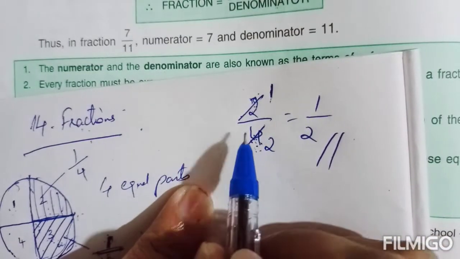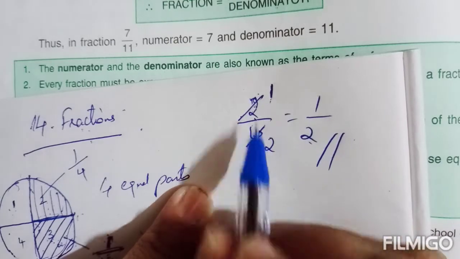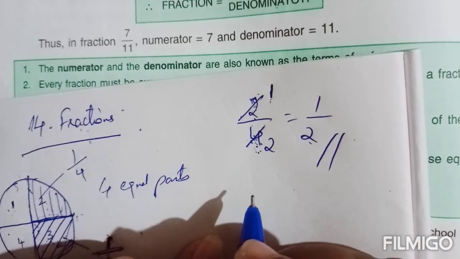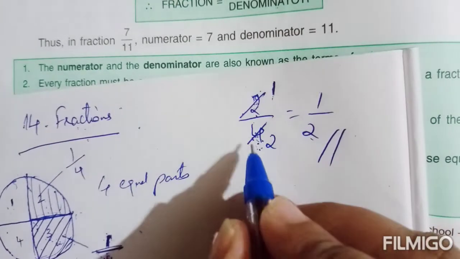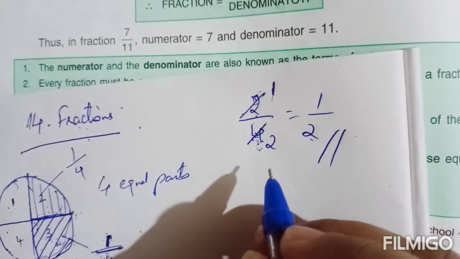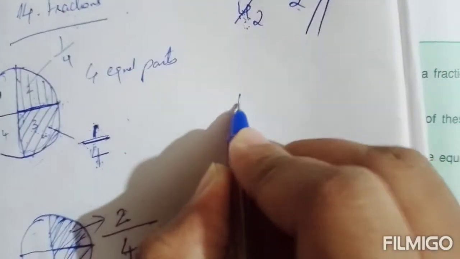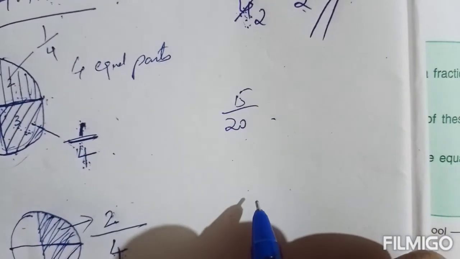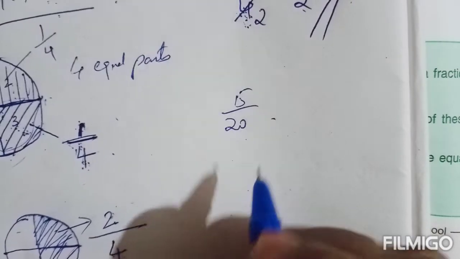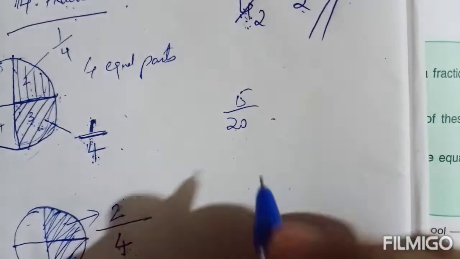2 by 4 ൻ്റെ lowest form എന്ന് പറയുന്നത് 1 by 2 ആണ്. 2 by 4 is not in lowest form, since 2 and 4 have a common factor 2. Similarly 15 by 20. This fraction is not in lowest form, because 15 and 20 have a common factor.